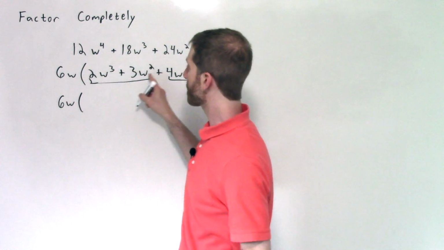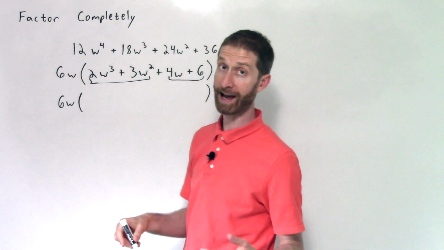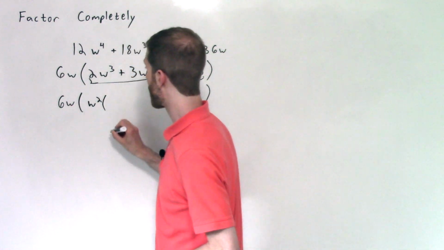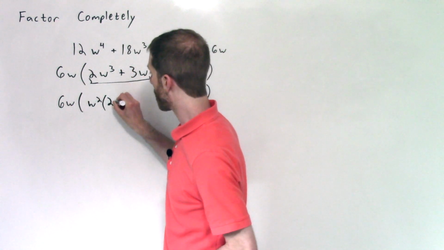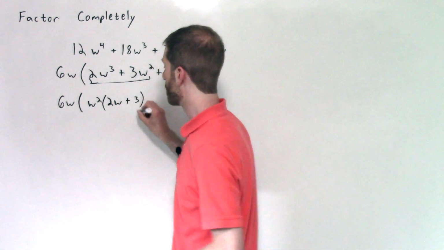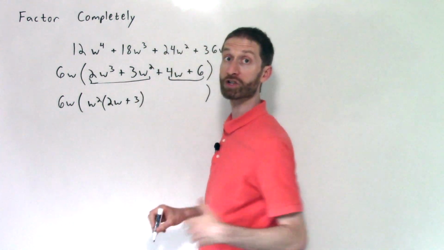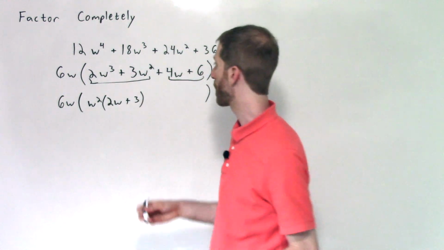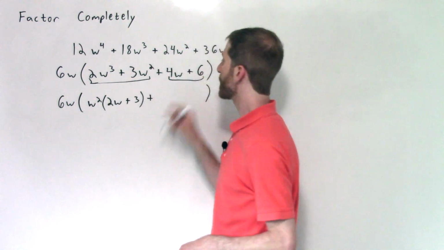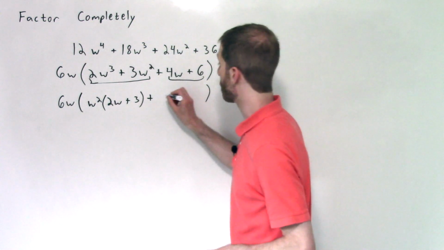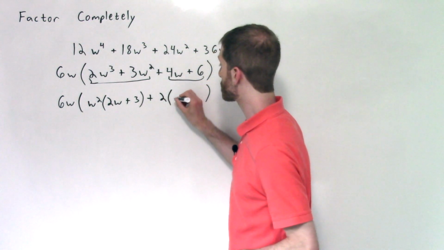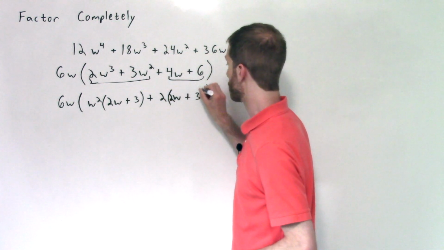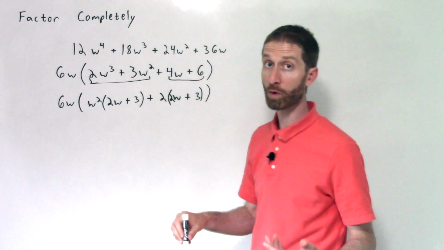So the greatest common factor between these first two terms, the highest degree terms, is W squared. So I have W squared times what's left, 2W plus 3, because 2W times W squared is 2W cubed, and 3 times W squared is 3W squared. Plus, the GCF of 4W plus 6 is 2. So that leaves me with 2 times 2W plus 3, because 2 times 2W is 4W, and 2 times 3 is 6.